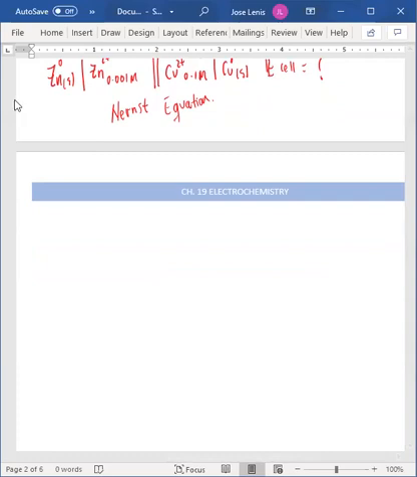We just learned that the maximum electrical energy we can get from that cell, which is the electromotive force, equals negative maximum work produced over charge, where Q, the charge, equals NF.